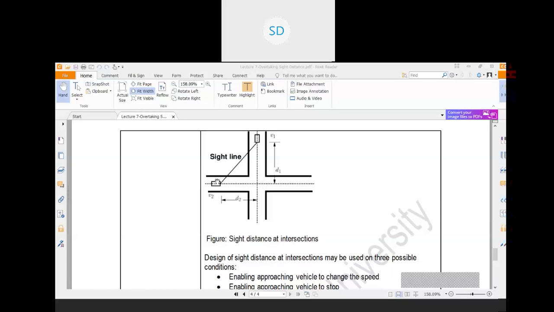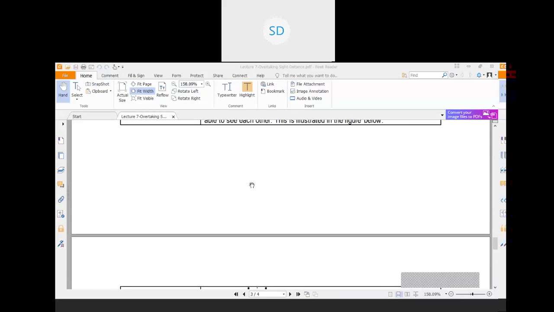Now they are approaching the intersection. For the vehicle coming from this direction and the vehicle coming from that direction, it is always advisable that a sight line is there. Sight line means that they can see each other through this intersection. If there are obstructions, such as buildings or vegetation, that block their sight line, the drivers will not have any idea about the other vehicles approaching the intersection, and it can lead to severe accidents and injuries. So it is always advisable to provide adequate sight distance at the intersection.